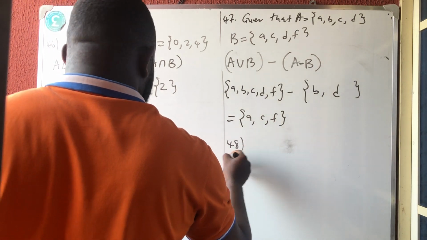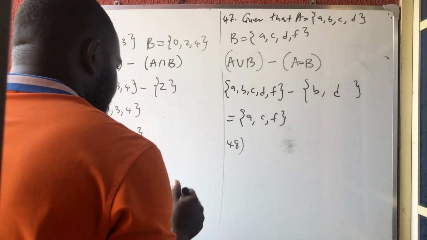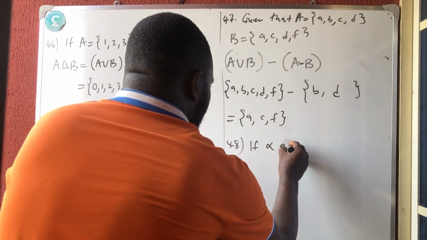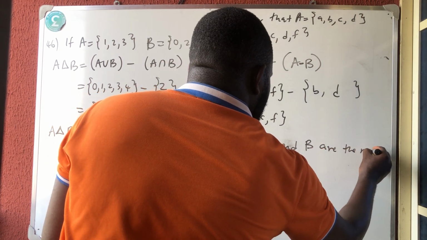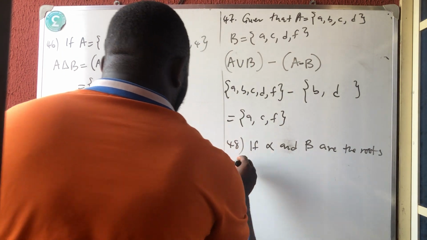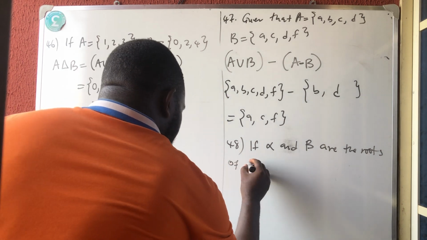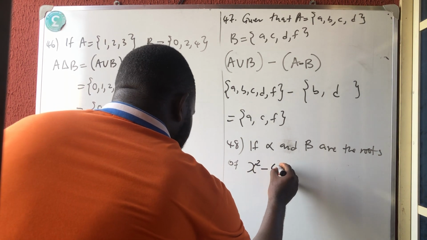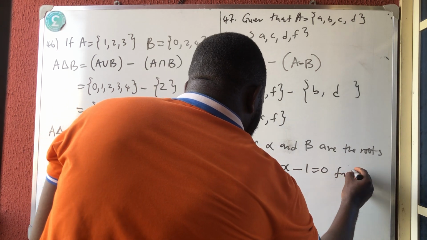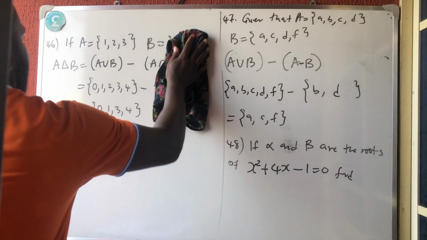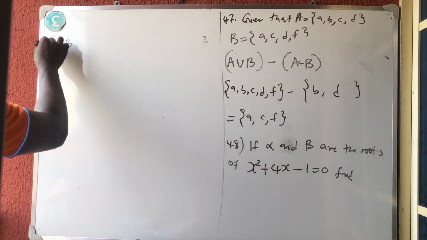So number 48, which is the last one. Number 48 said, if alpha and beta are the roots of x squared plus 4x minus 1 is equal to 0, find alpha minus beta all squared.